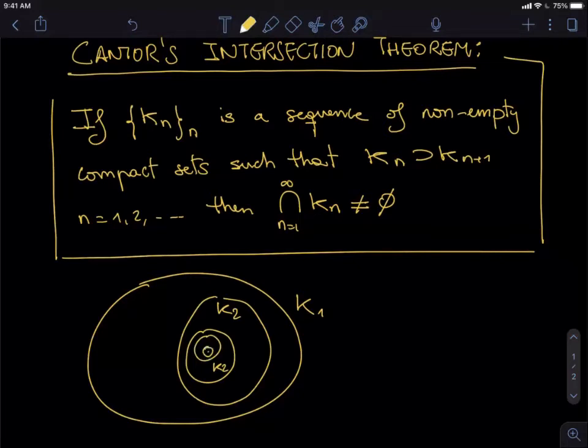In a situation like this, what the theorem says is that the infinite intersection is non-empty. This is not completely obvious because as we go to infinity, it may or may not leave anything behind. The fact is, because they are non-empty compact subsets, there will be something left. That's the whole point of the theorem.